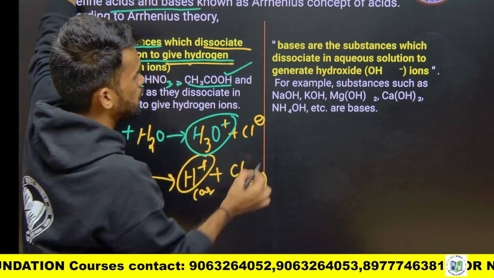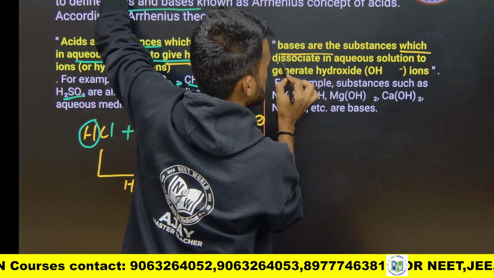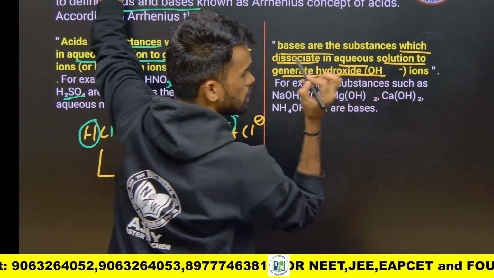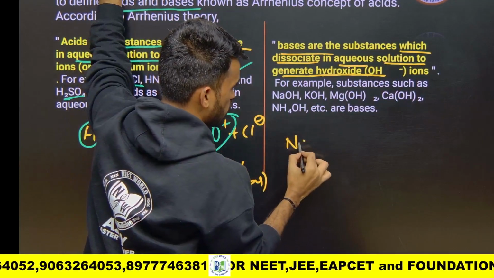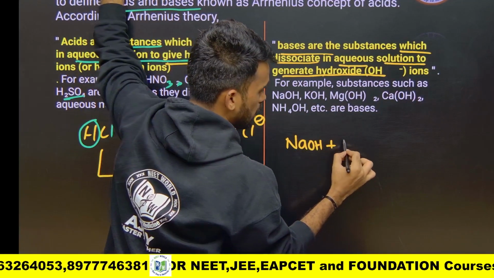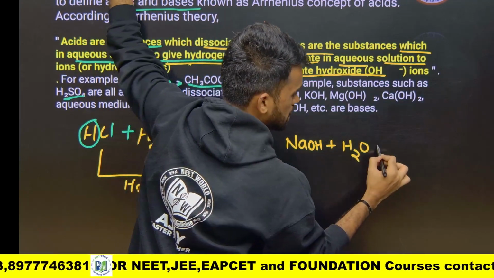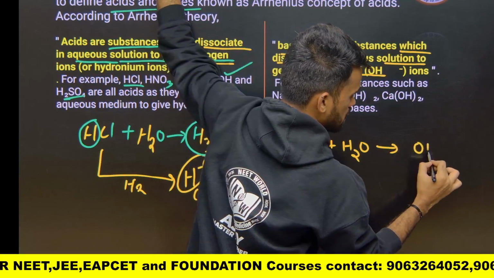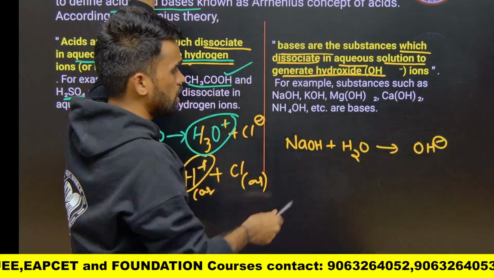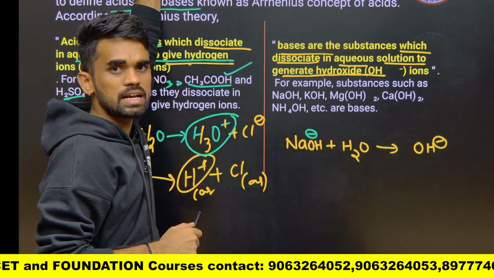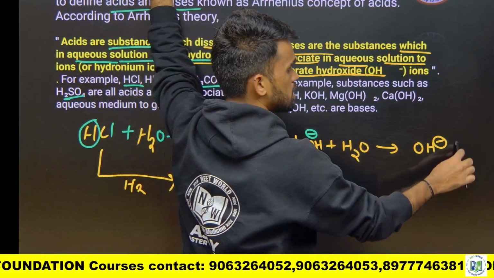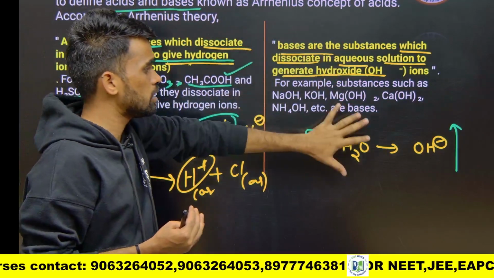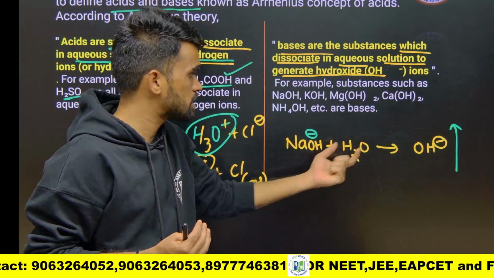Now look here, bases are the substances which dissociate in aqueous solution to generate hydroxide ions. For example, here we have NaOH, okay, upon placing this in water, what will it release? It will release OH minus ions, like this. From this, OH minus ions are released, okay, the concentration of OH minus ion increases in the aqueous medium. So that is why that particular compound is considered a base.